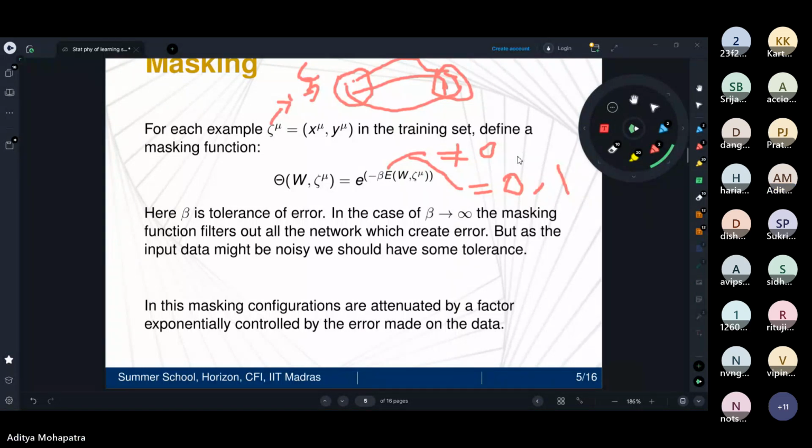But as beta tends to infinity and e is finite, there is some error, then e to the power minus beta e goes to 0. That means the masking filter we have used filters out any network which creates any error. But we don't want to filter out any error because input data might be noisy. So we need some tolerance to train and get the actual desired output. I hope this is clear.